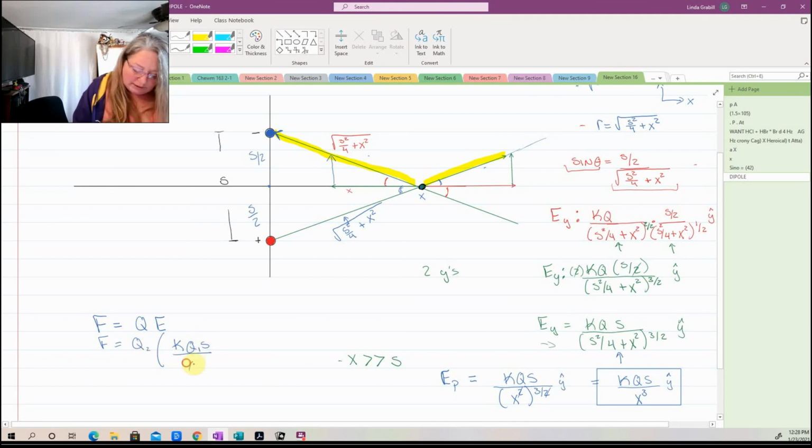s over x cubed. And you'll see this further simplified down, where this q and this s is going to be what we define as the dipole moment. So that's where that p is going to come in. So you'll have k q2 times p, the dipole moment, which is just this q1 times the distance separated, divided by x cubed. And there you have it.